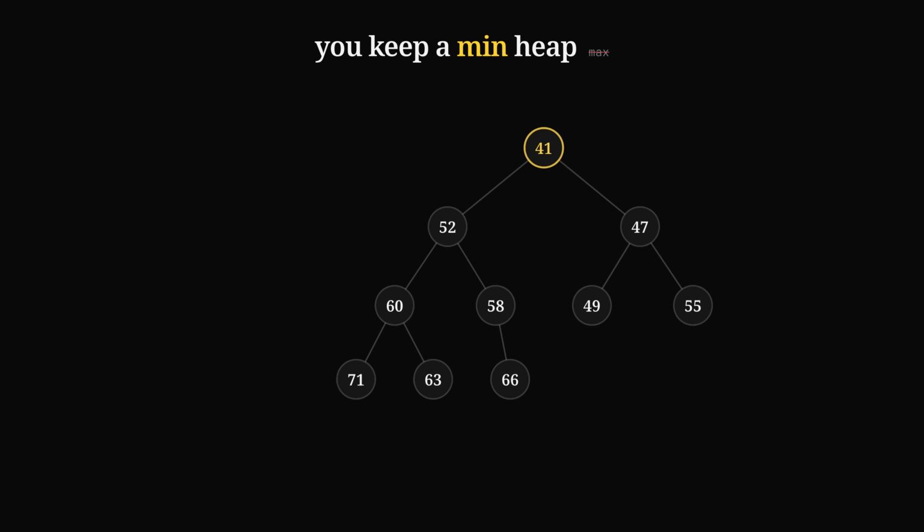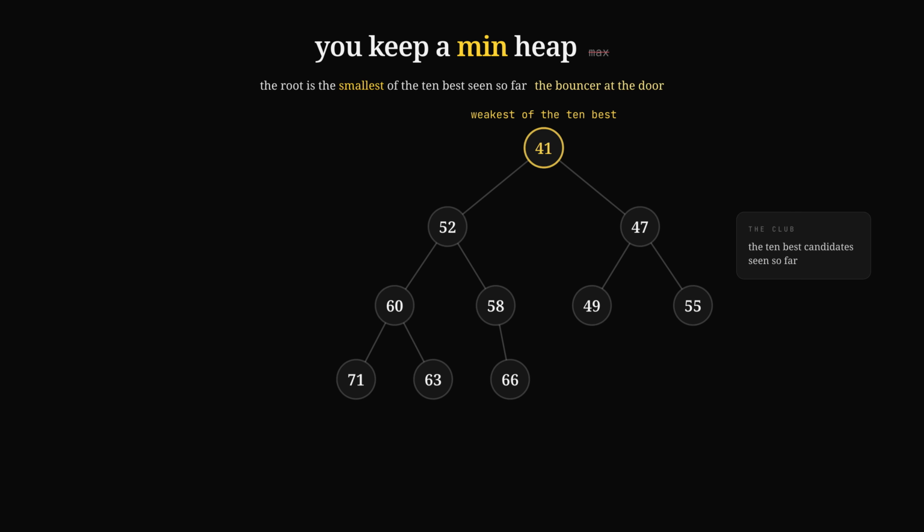You want the 10 largest, so you keep a min heap, not max, min. Because the root of a 10-element min heap is the smallest of the 10 best candidates seen so far, the weakest member of the club, the bouncer at the door. Now stream the billion items past it.